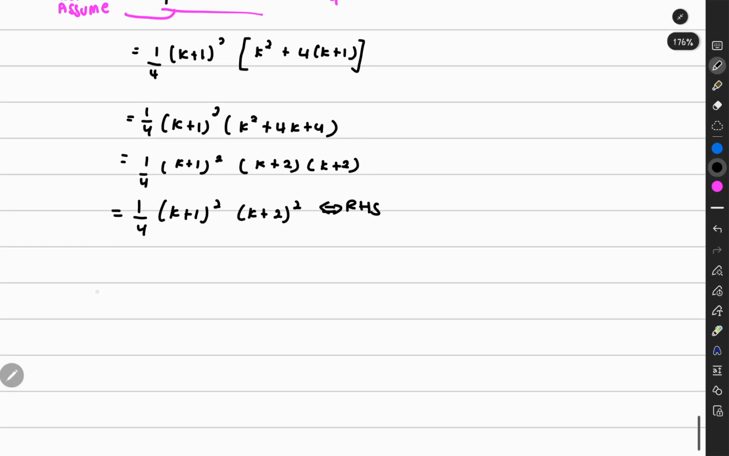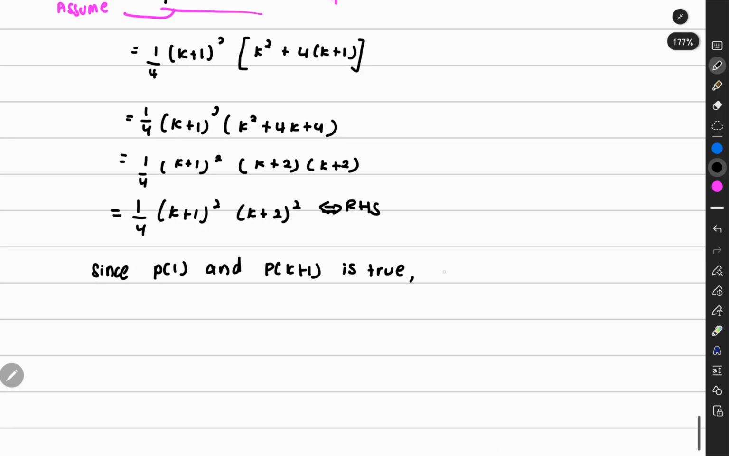So what can we conclude from here? Since P of 1 and P of k plus 1 are true, therefore P of n is true for all n that is greater than or equal to 1. This one is a must. You cannot stop here. You must make your conclusion. Okay?